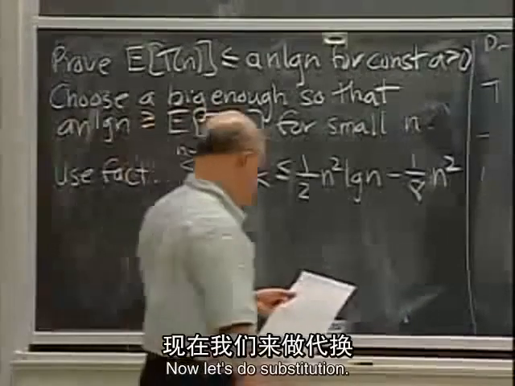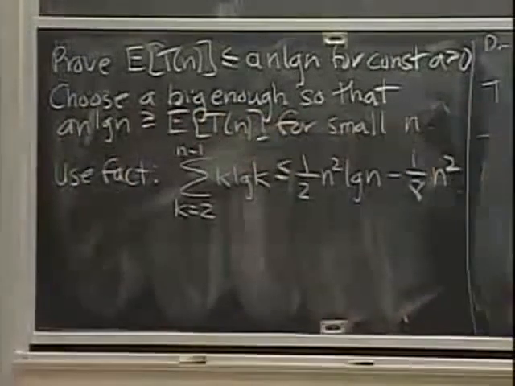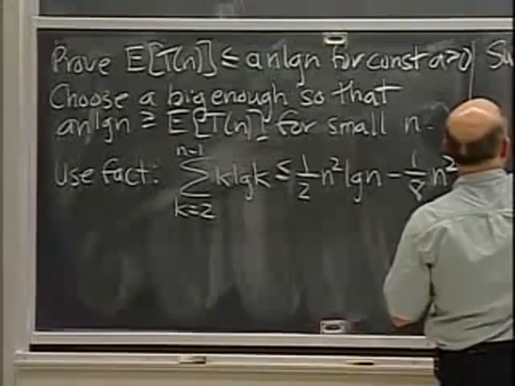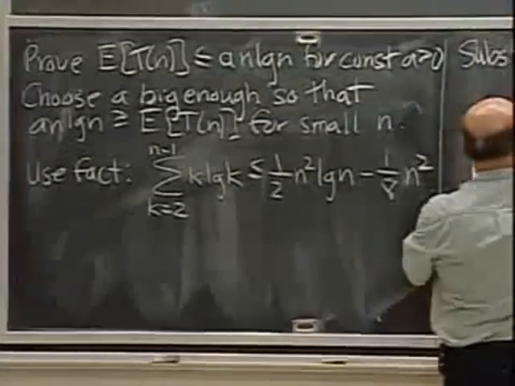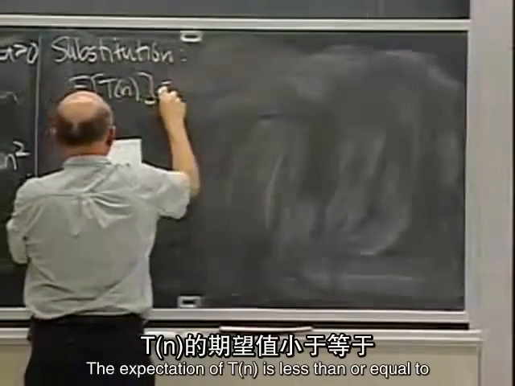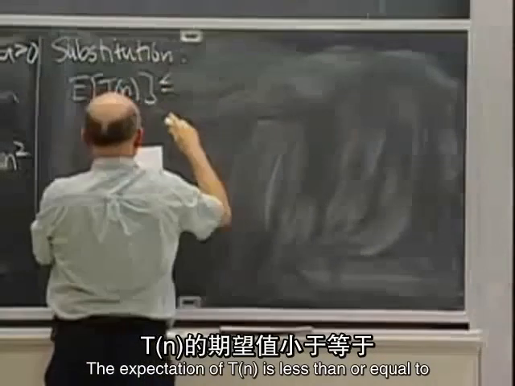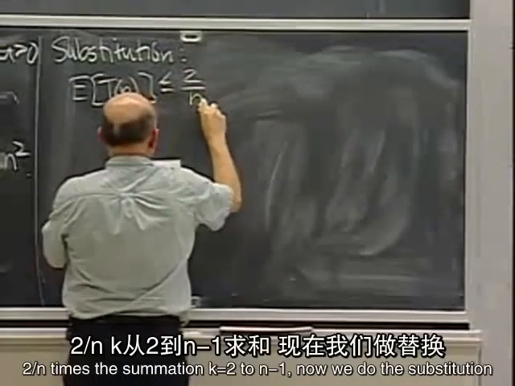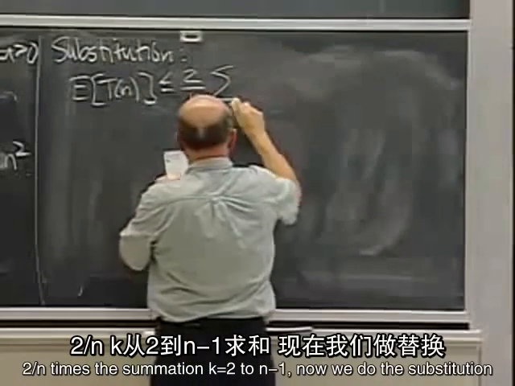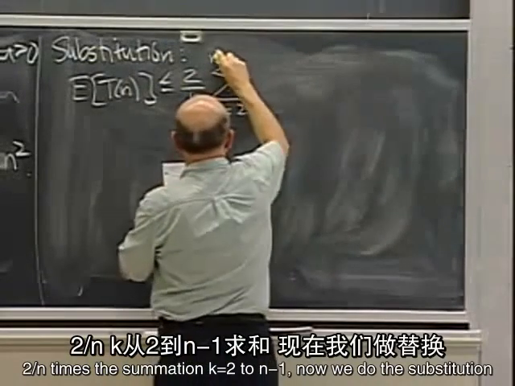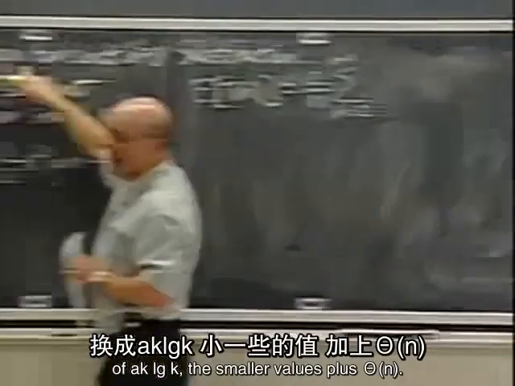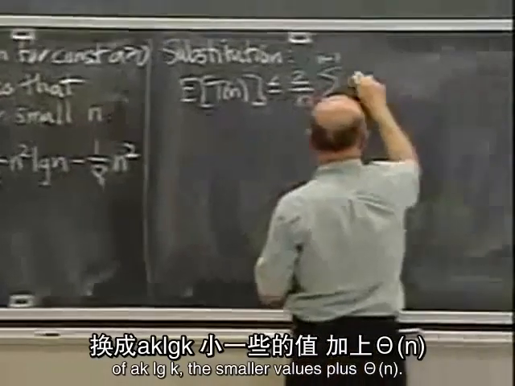So now let's do substitution. So the expectation of T of n is less than or equal to 2 over n, times the summation k equals 2 to n minus 1 of, now we do the substitution of a k log k, the smaller values.